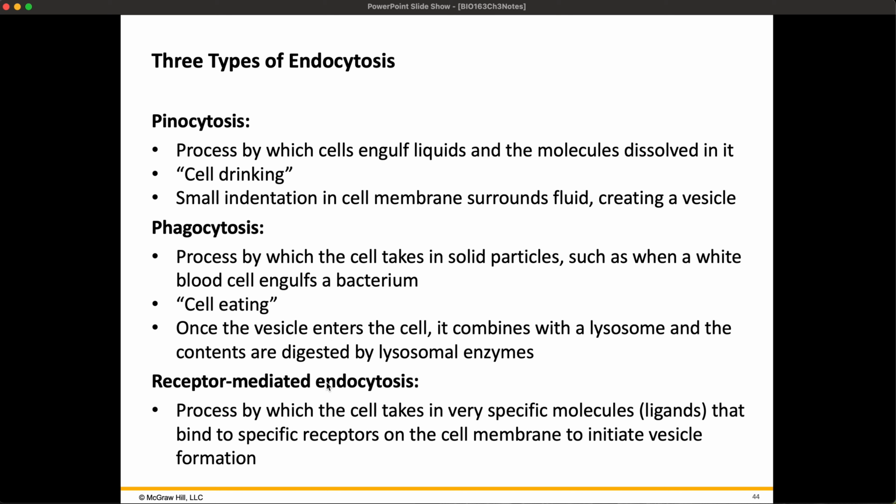And then there's receptor-mediated endocytosis, where the cell takes in very specific molecules that bind specific receptors on the cell membrane to initiate vesicle formation. You have these ligands, molecules floating through your bloodstream, and they signal your cells by binding to specific receptors that then initiate the intake of whatever the structure might be, whatever the hormone or signal might be.